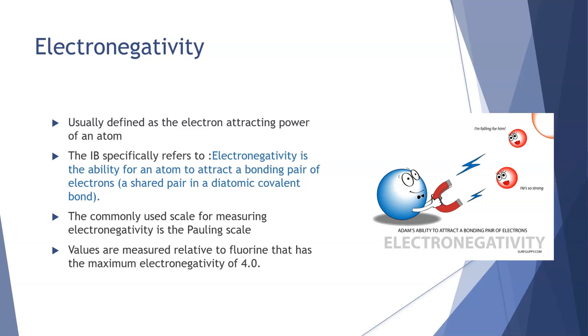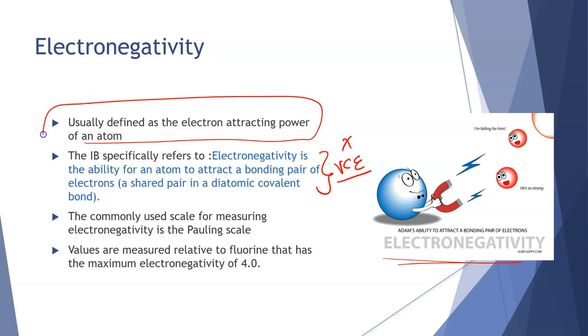Electronegativity is another term that we need to be able to define, and this cartoon here represents it pretty well. The electronegativity of an atom is its ability to attract bonding pairs of electrons or draw electrons towards itself in a bond. So the IB specifically refers to it as the ability to attract a bonding pair of electrons or a shared pair in a diatomic covalent bond. This is not necessarily how specific we need to get for VCE. Simply the electron attracting power of an atom is what we need to think about.